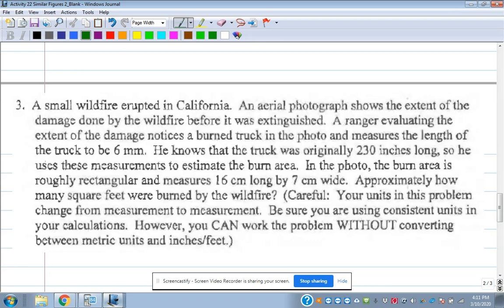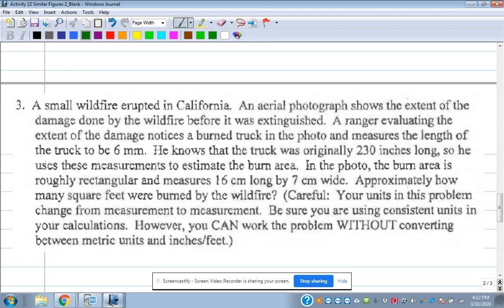Okay. So square feet is a what? It's an area, right? The length of the truck is a linear distance. So area and linear distance don't always convert the same way. Linear distances convert with linear distances. So when we set up our proportion, we're going to have to set up one that finds the length of the burn area and another one that finds the width of the burn area.